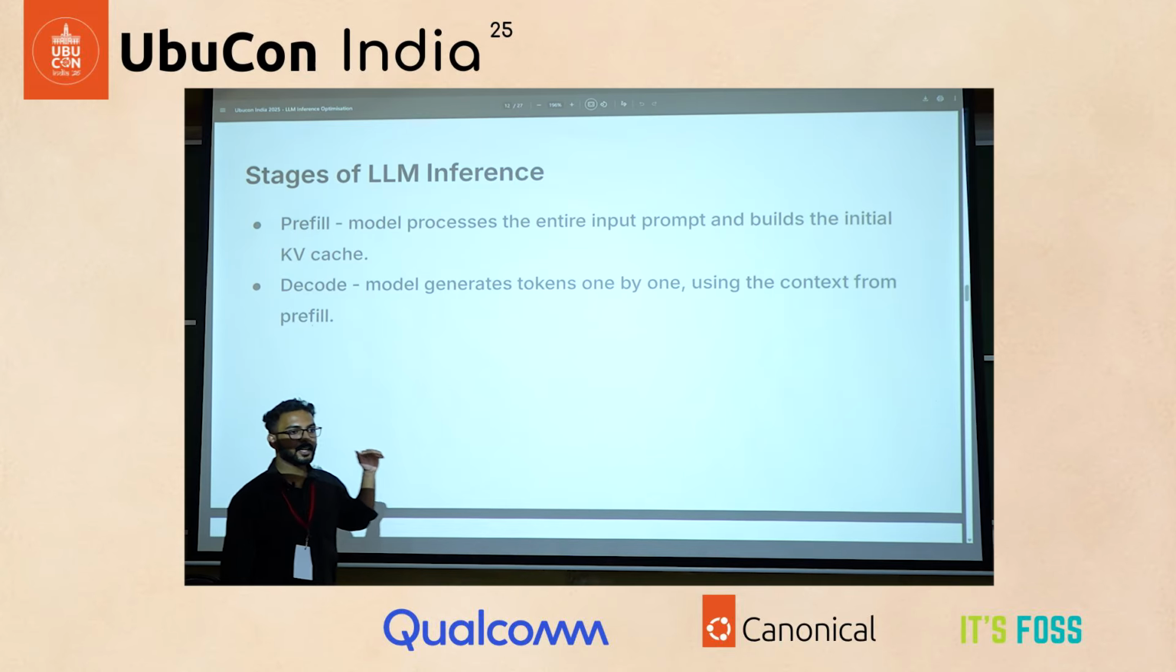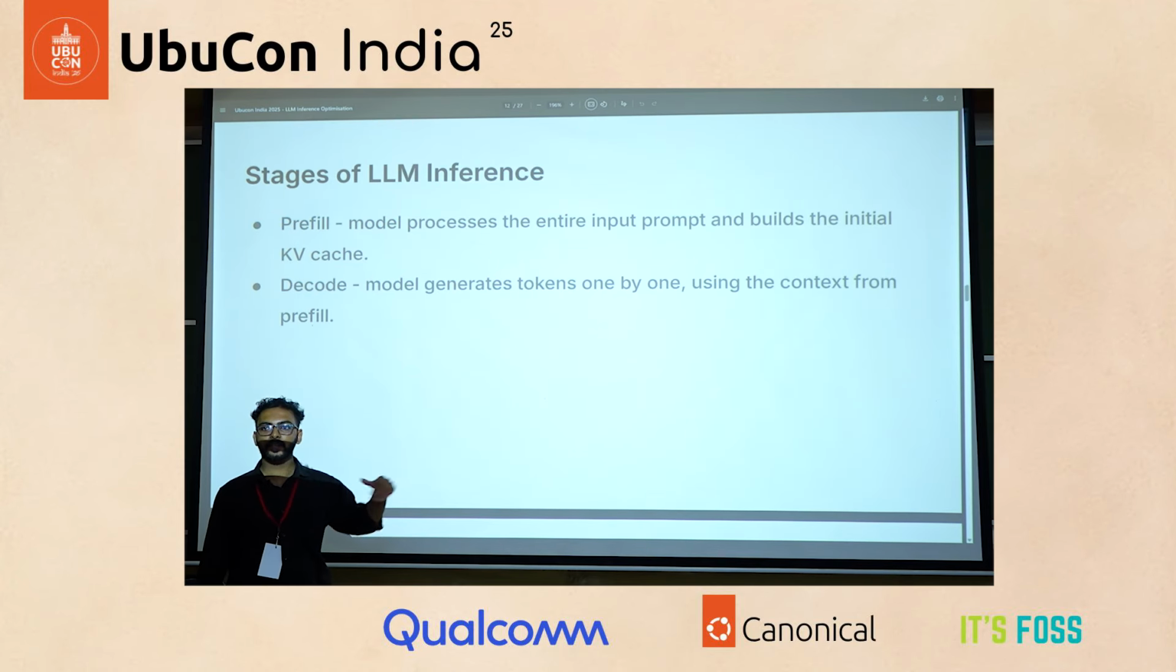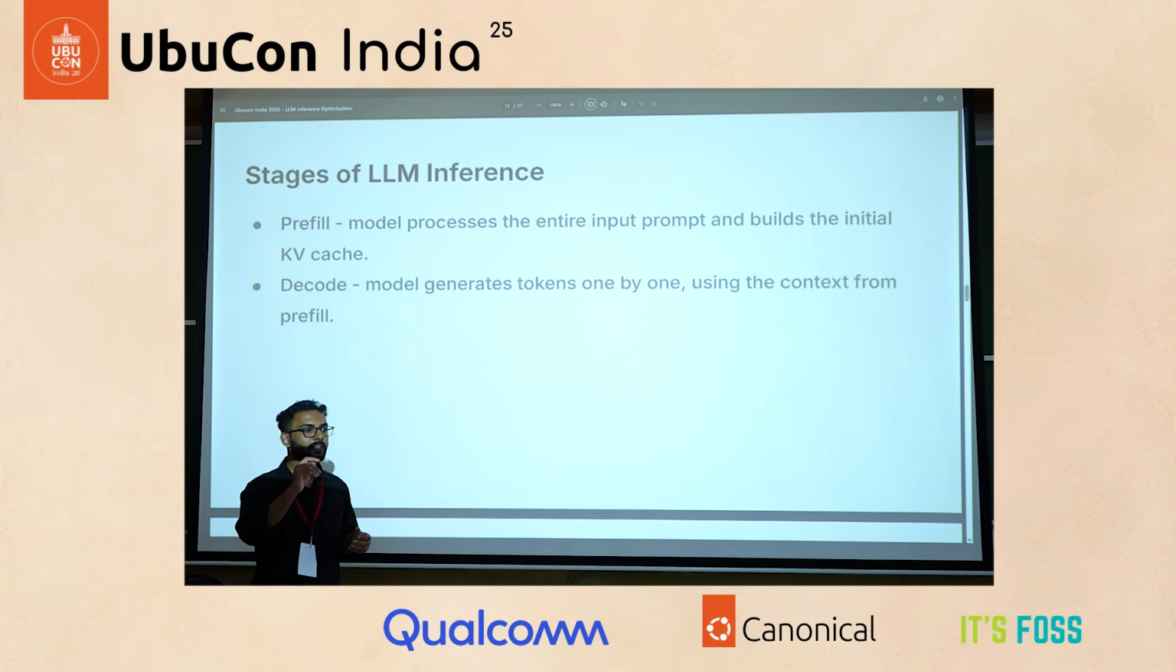And next is the decode process. The decode process is the token-by-token generation I talked about. This KV cache is used to construct a context from the prompt that we give to the LLM. Using that context, the LLM can generate new tokens. So it's 2 stages: the pre-fill stage and the decode stage.